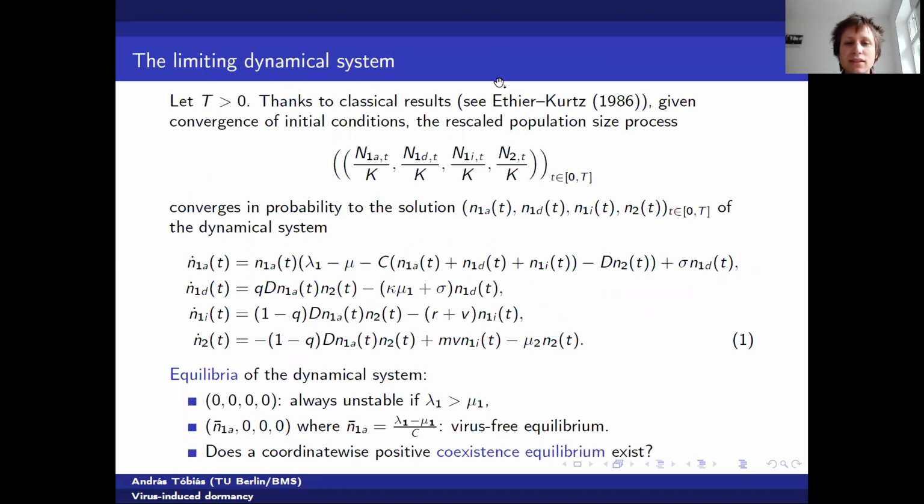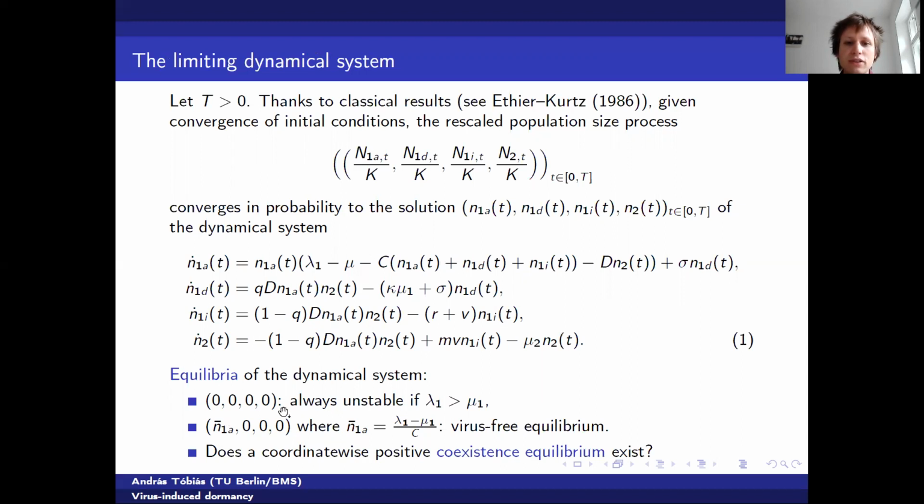And we know from classical results like Ethier and Kurtz that if we fix a finite time horizon t, and rescale the population process coordinate-wise by K, then on this compact time interval [0,t], it converges in probability to a solution of a 4-dimensional nonlinear dynamical system, where we have some quadratic terms coming from the competition terms and the virus attack terms, and all other terms are linear.